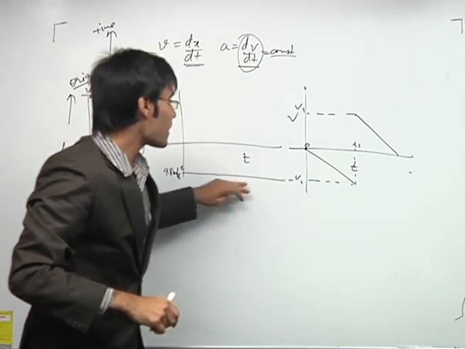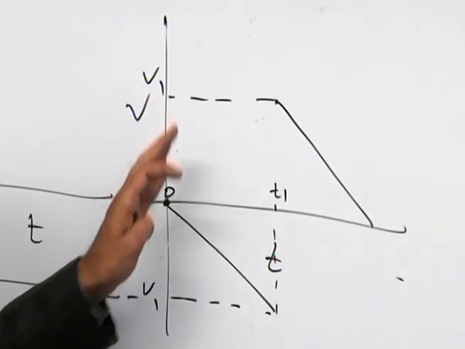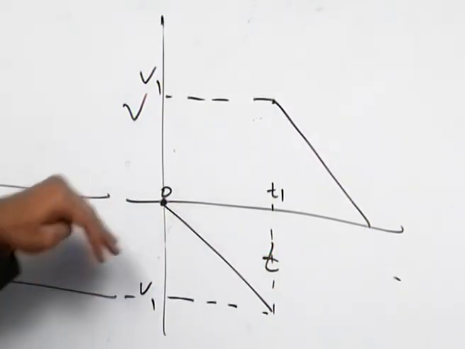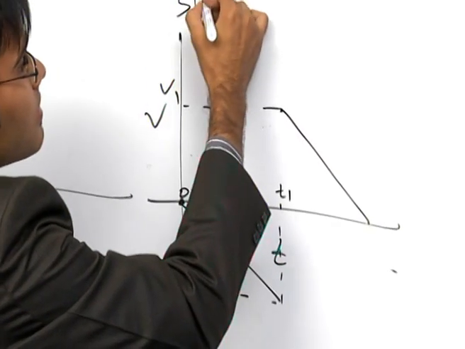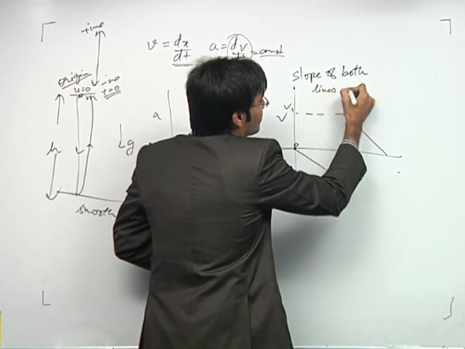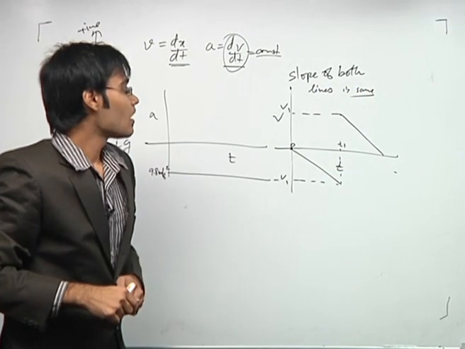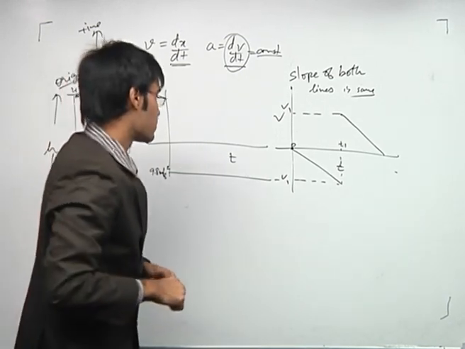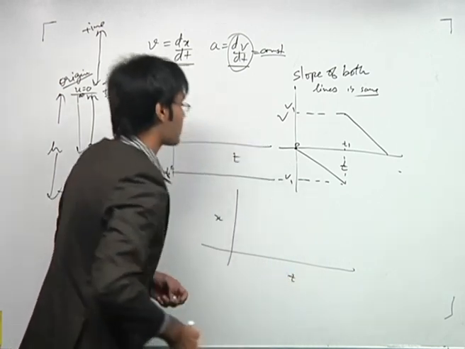Why? See, the slope has to be constant, and slope is nothing but acceleration, and since acceleration is constant, slope has to be constant. So remember, the slope of both the lines is constant. Slope of both lines same, right? So how to draw x versus t over here? That is displacement versus time.